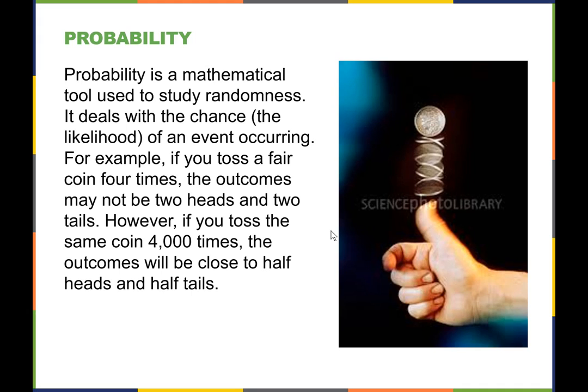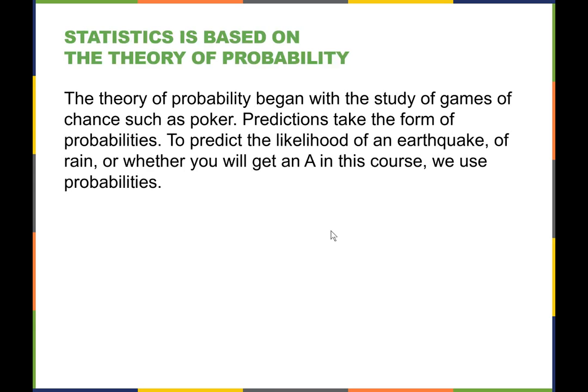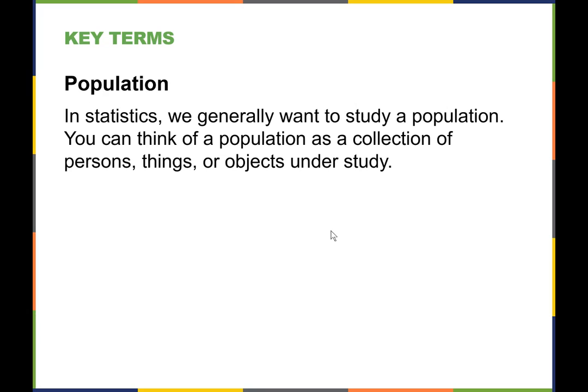One of the other things we're going to study, and the basis for this, is called probability. Probability is the mathematical tool we use to study randomness. For example, if we tossed a coin 4 times, we could possibly get 2 heads and 2 tails, but we could also get 4 heads, or 4 tails, or any combination of those. However, if we tossed a coin 4,000 times, we're going to get pretty close to 2,000 heads and 2,000 tails. And that's what we're going to use to help make our predictions: probability. The basis of statistics is the theory of probability. Using probability to predict the likelihood of an earthquake or of rain or getting an A or any of those things.